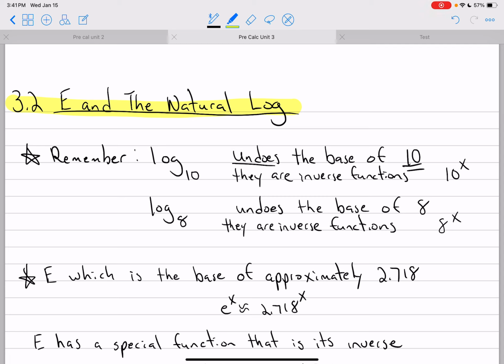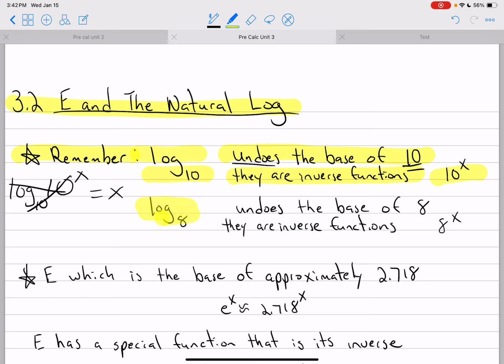So here's just some stuff you gotta remember. Remember, log base 10 undoes the base of 10 because they're inverse functions, right? So if you have 10 to the x, you undo that with a log base 10. So for example, 10 to the x, I can just do log base 10 of that. We undo it, and I'm left with x, okay?